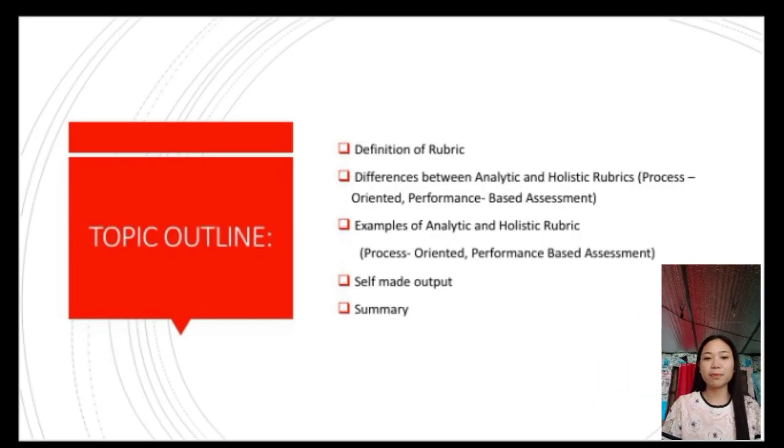Before we proceed to our discussion, we have here our topic outline: definition of rubric, differences between analytic and holistic rubric, process-oriented performance-based assessment, examples of analytic and holistic rubric, process-oriented performance-based assessment, my self-made output, and the summary of this report.